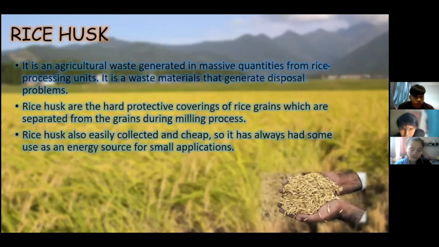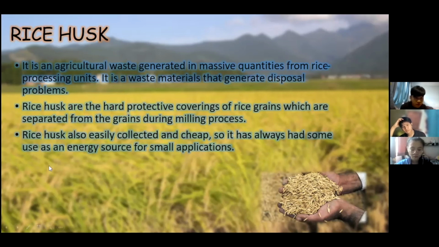So the rice husk is an agricultural waste generated in massive quantities from rice processing units. It is a waste material that creates disposal problems, such as being easily burned. For example, when the rice husk is left to dry in the field, it is obviously easily flammable, and it might lead to open burning and destroy the nearby field.